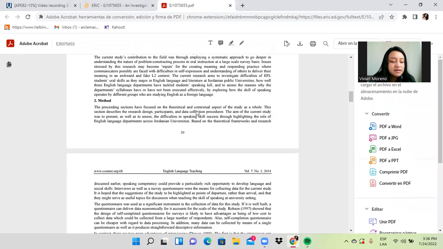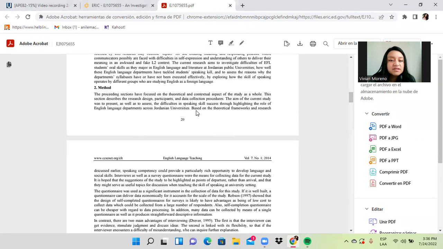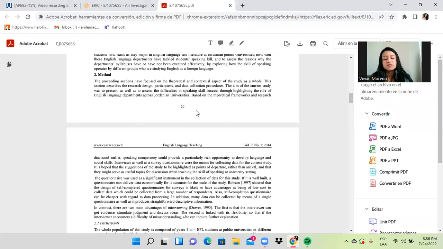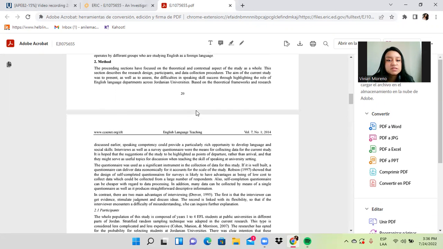Next, we have the methods. What do we find in the methods? Of course, here we find which method the researcher used in order to carry out this study. It can be either a qualitative or quantitative process, right? What else can we find here? The methods are usually written in past tense.